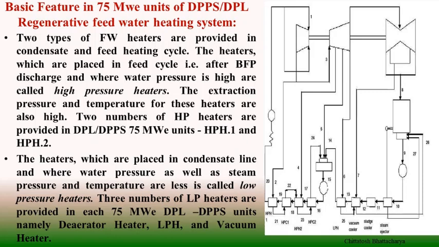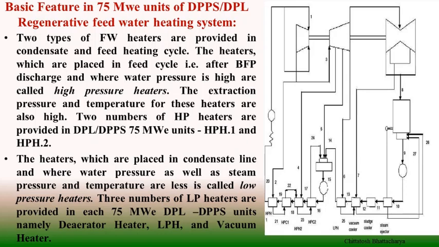Though these systems are nowadays demolished, these are the systems that were present there. Two types of feed water heaters were provided in the condensate and feed heating cycle. The heaters which are placed in the feed cycle, that is after BFP discharge and where water pressure is high, are called high pressure heaters. The extraction pressure and temperature for these heaters are also high. Two HP heaters are provided in 75 megawatt units. In 660 megawatt we find 3 HP heaters.